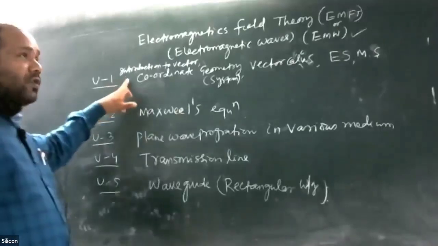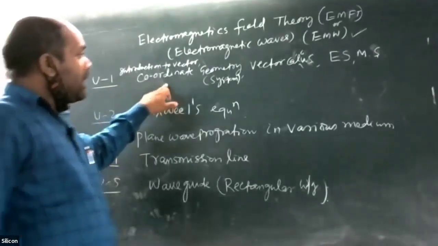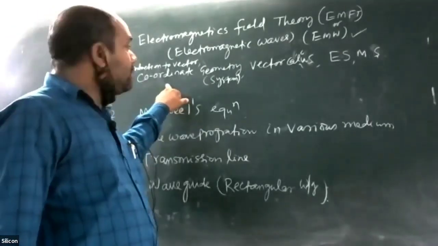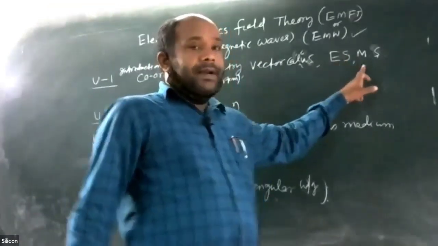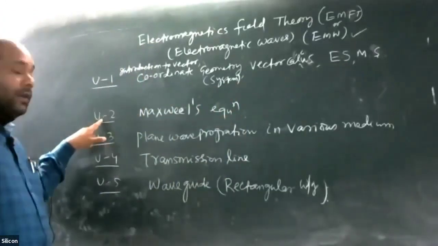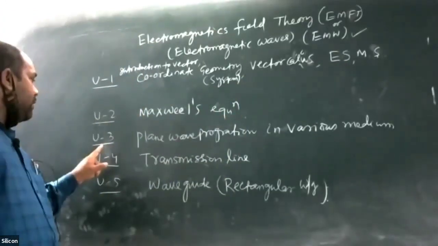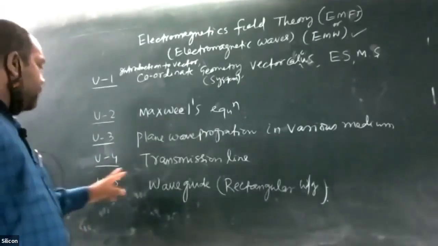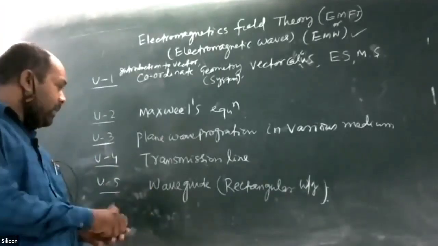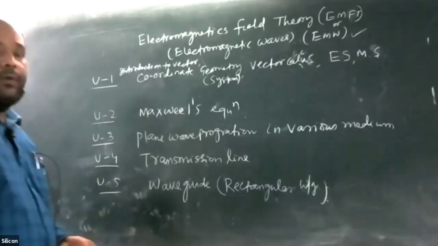Unit 1: introduction to vector, followed by coordinate system, vector calculus, electrostatic, magnetostatic. Unit 2 is Maxwell's equations. Unit 3 is plane wave propagation in various medium. Unit 4 is the transmission line. Unit 5 is waveguide, rectangular waveguide.